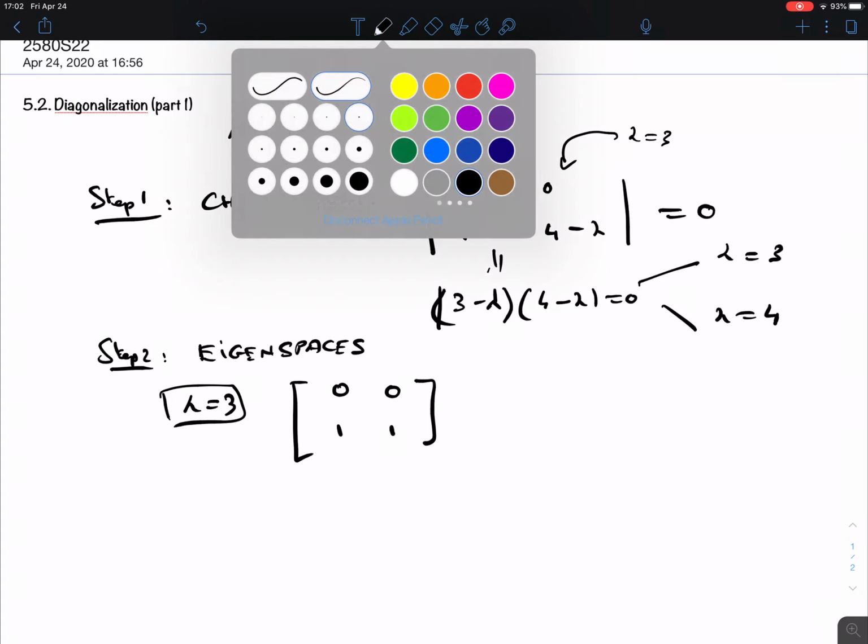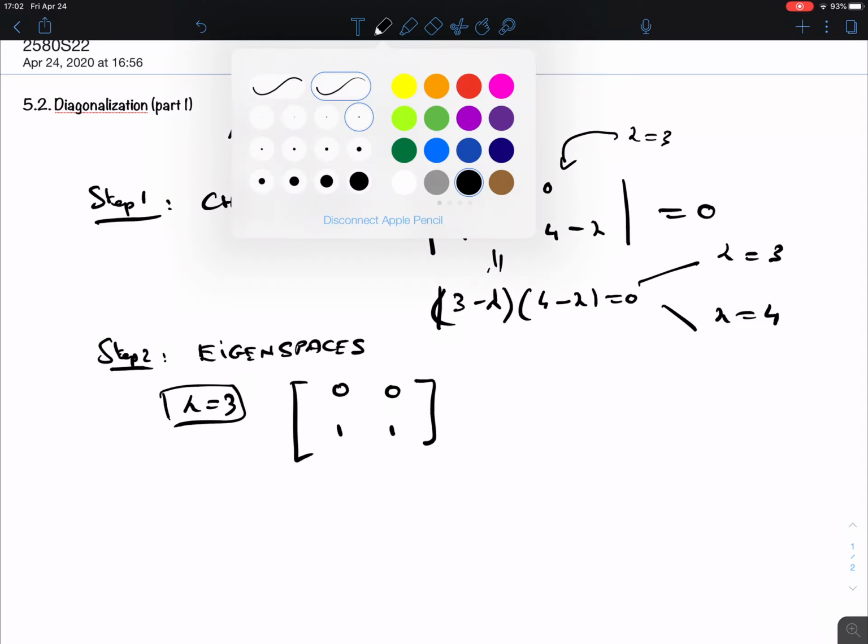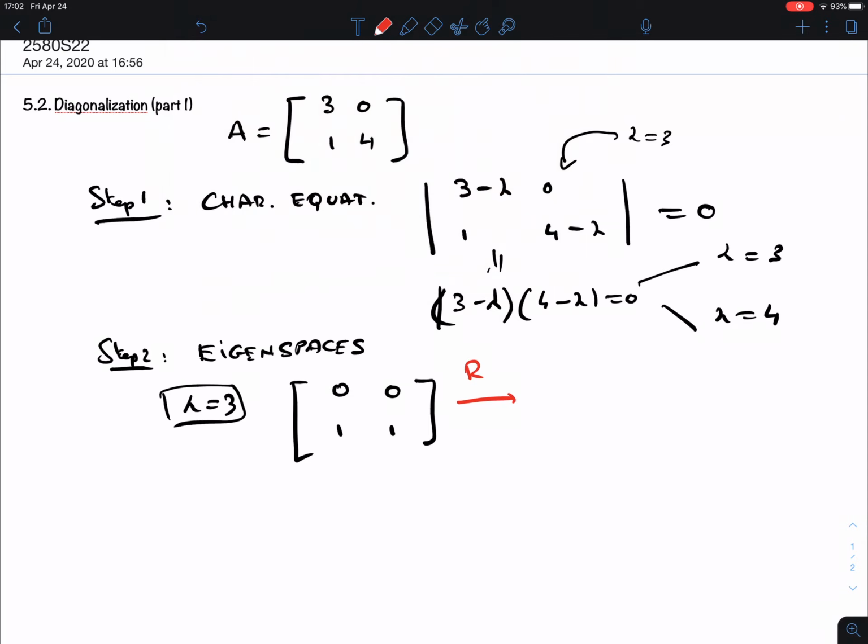Good, and so this one we now have to row reduce. Look at that, it's row reduced. Well, it's not in echelon form because I have to switch the 2 rows, but then I'm done. Let's do this quickly. So I have 1, 1, 0, 0. So this is the pivot variable, and then we have one free variable.